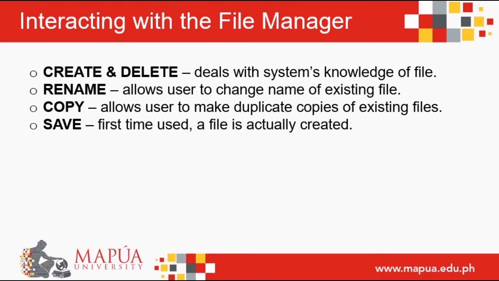Rename allows the user to change the name of an existing file. Copy allows users to make duplicate copies of existing files. Save is used if the file is used for the first time; if the file is new and we use the save command, a file will be created.